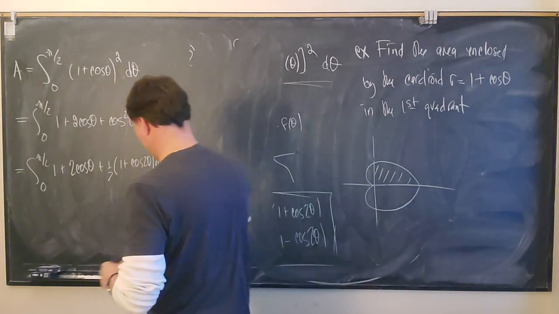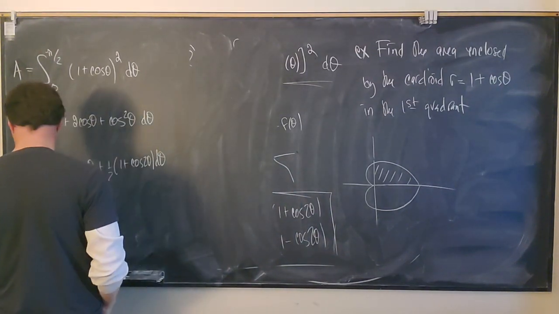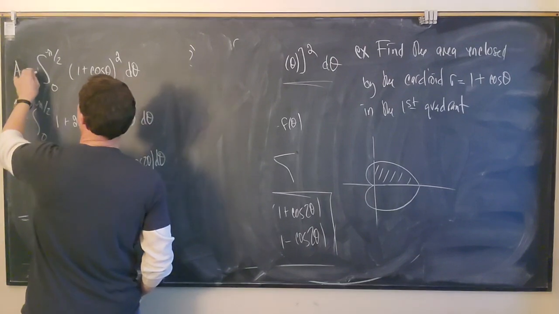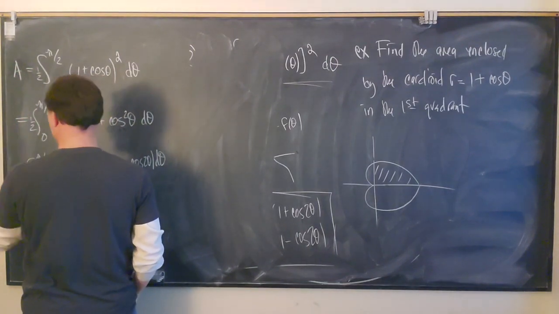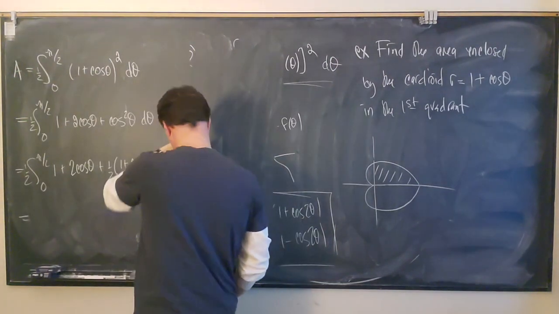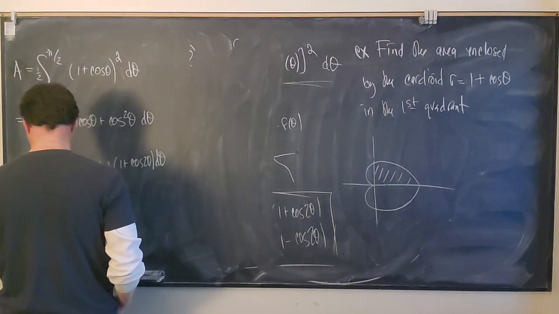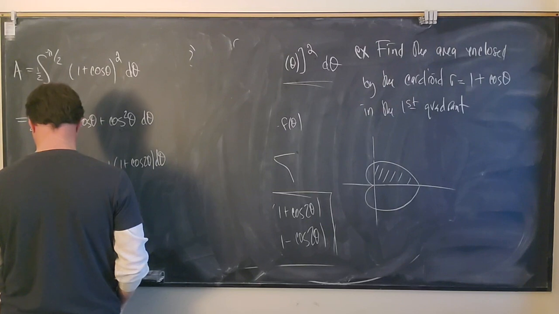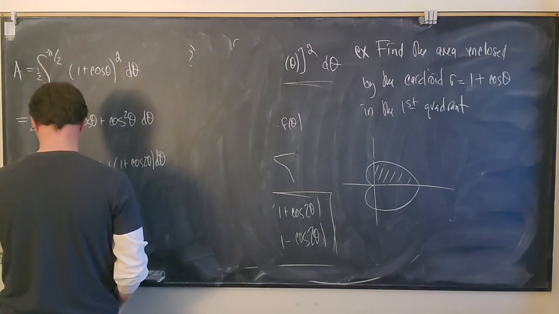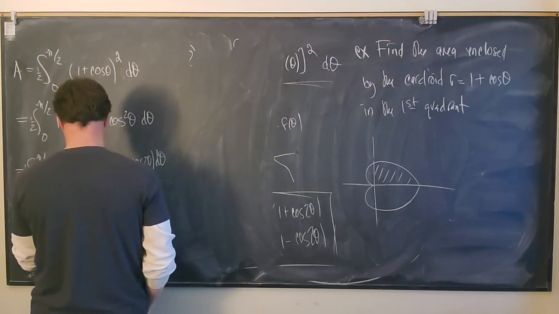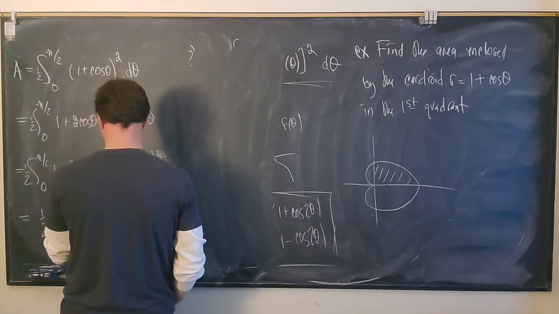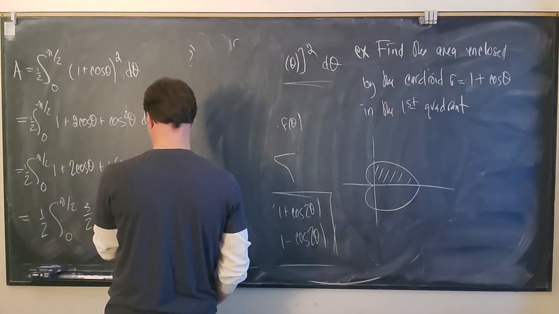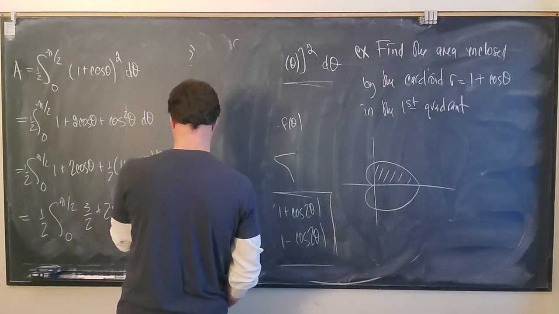And so now let's simplify things a little bit, and then we'll be able to just compute the antiderivative. Oh, and you know what? I completely forgot my 1/2. Sorry. 1/2, 1/2, 1/2. And so we'll have 1/2 times the integral from 0 to pi over 2 of 3/2 plus 2 cosine theta plus 1/2 cosine 2 theta d theta.